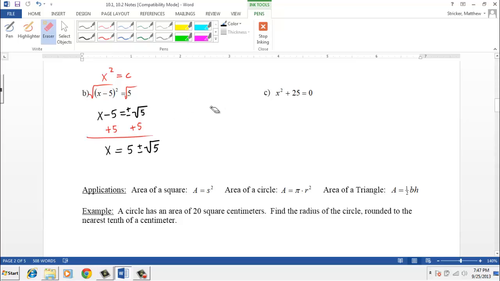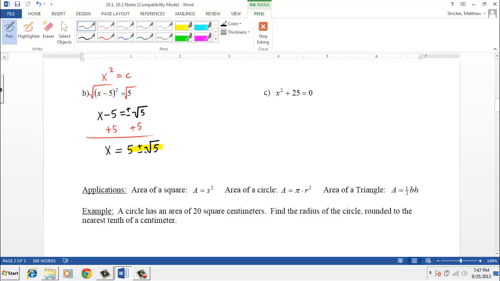In fact, that's a good question to ask. Can I combine these two terms, the 5 and the root 5? Can I combine those together? Absolutely not. They are not like terms. So I have two answers here again. I have 5 plus root 5 and 5 minus root 5.